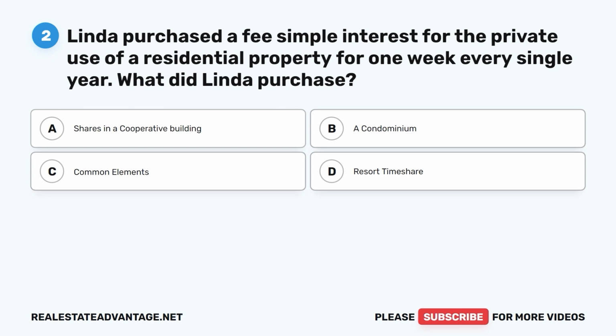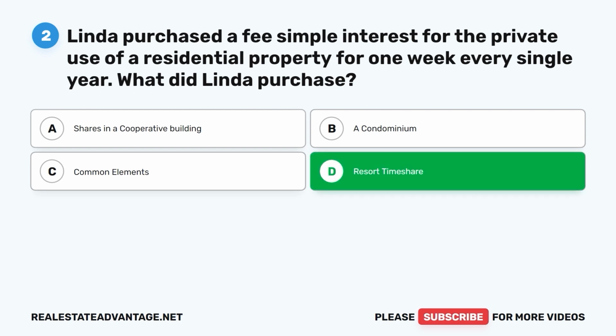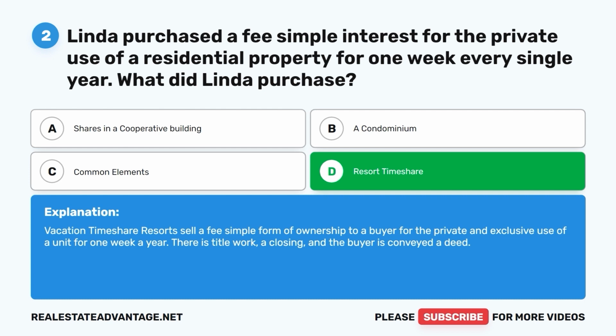Question 2. Linda purchased a fee simple interest for the private use of a residential property for 1 week every single year. What did Linda purchase? A. Shares in a cooperative building, B. A condominium, C. Common elements, D. Resort timeshare. The correct answer is D. Resort timeshare. Vacation timeshare resorts sell a fee simple form of ownership to a buyer for the private and exclusive use of a unit for 1 week a year. There is title work, a closing, and the buyer is conveyed a deed.